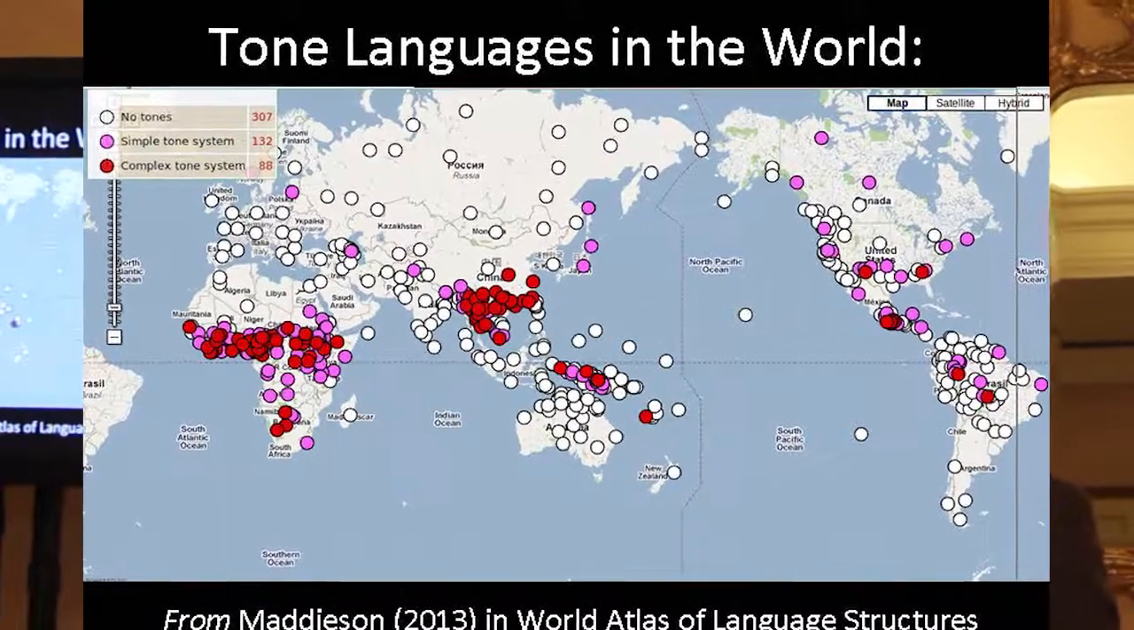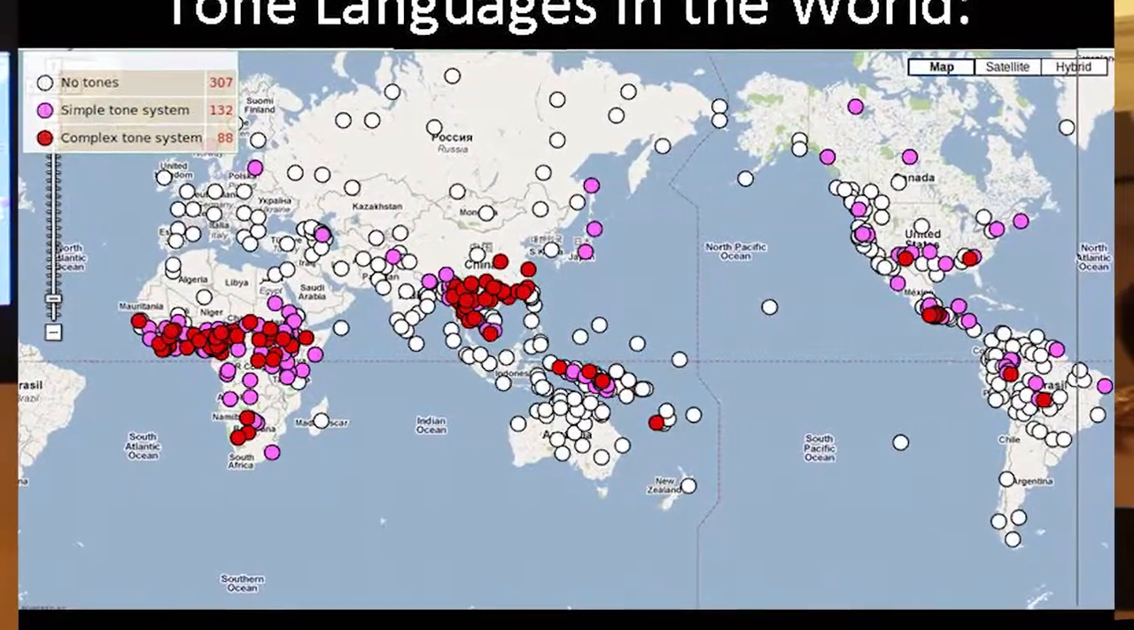So here's the map again, and there's much research that can be done. 60% of the world's languages are tonal, and thank you for attending my presentation.